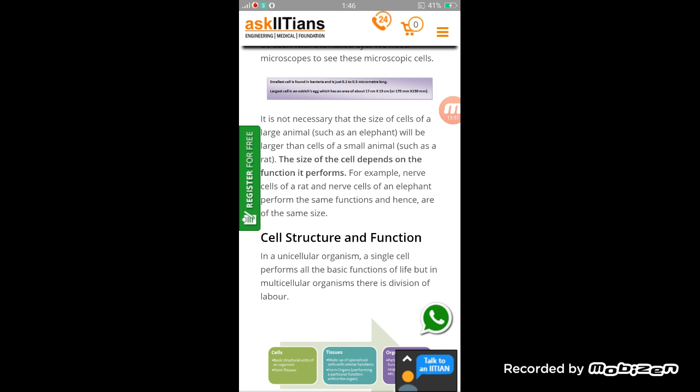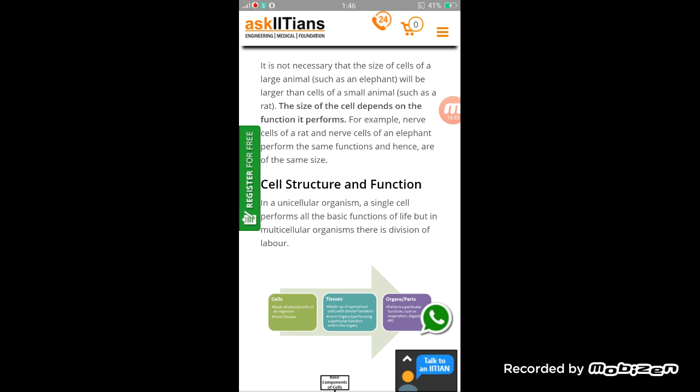For example, nerve cells of a rat and nerve cells of an elephant are performing the same function. The nerve cell of the elephant is also transferring messages or nerve impulses, and the nerve cell of the rat is also performing the same function. So both of these cells will have the same size on the basis of the function performed.